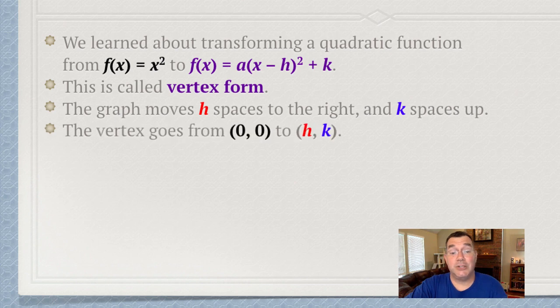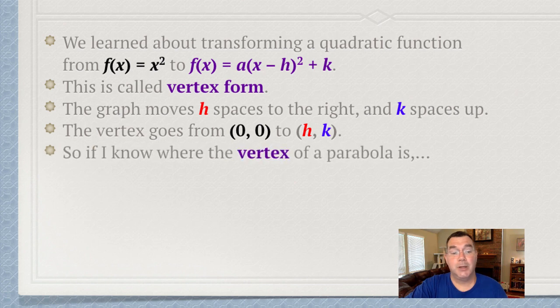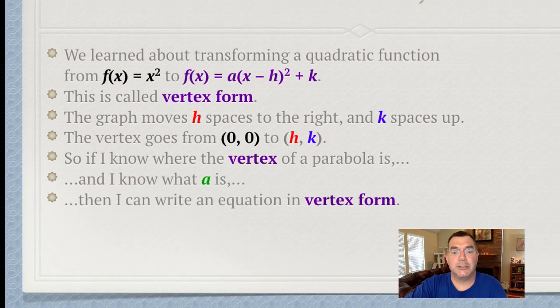What that means is the vertex is going from (0, 0) to (h, k), so (h, k) is the vertex. You can read that right from that form of a quadratic equation. So if I know where the vertex of the parabola is, and I know what a is, then I can write the equation in vertex form.